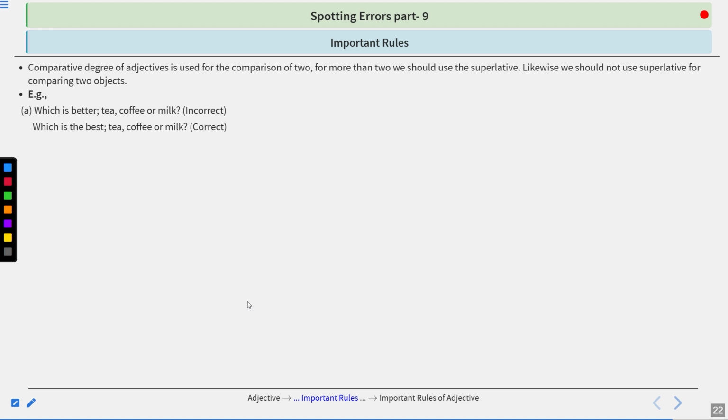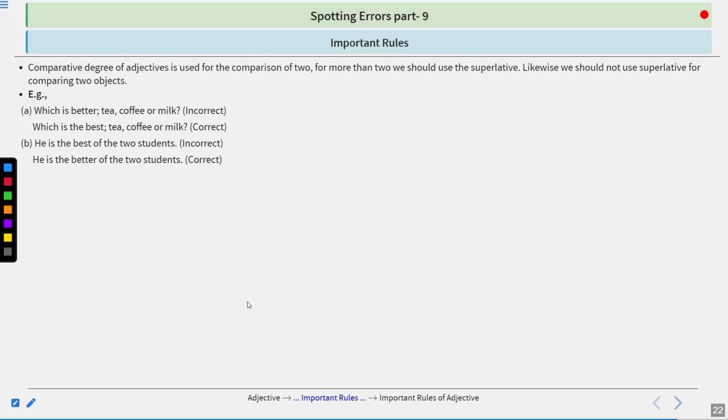Which is the best, tea, coffee, or milk? It is correct. We have used the superlative form of the adjective good, but in the first sentence we have used better, which is a comparative form of the adjective good. So using better is incorrect and using the best is correct. He is the best of the two students, which is incorrect because we are talking about two. He is the better of the two students, which is correct.